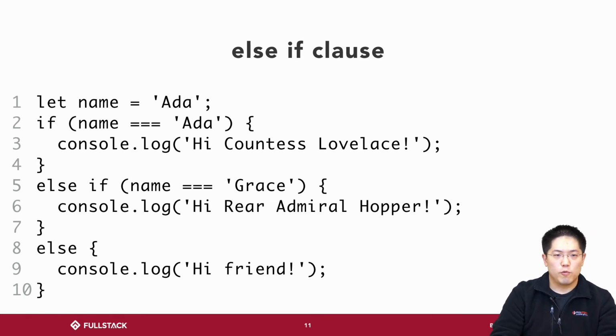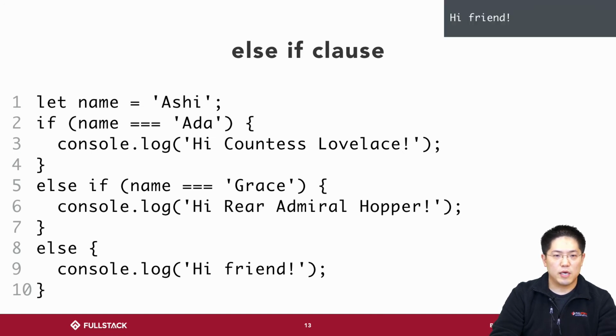So here we should expect with name equals Ada, we'll run the one on line 3. Then if we change name equal to Grace, we should see the one on line 6, hi Rear Admiral Hopper. And then if we set name to Ashi, we should say hi friend, right? Because the if failed, the else if also failed, and so the default case of the else ran, and we say hi friend.